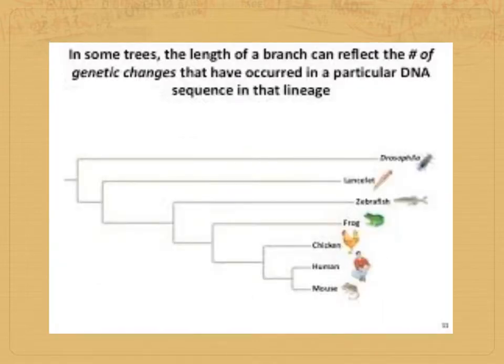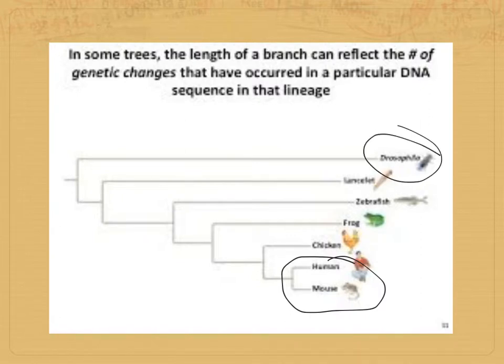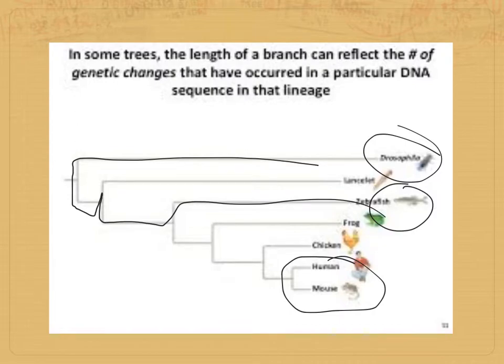Okay, in some trees, the length of the branch is going to indicate the number of changes. So the longer the branches, the more changes to the next organism. Okay, so by looking at this, we can see that there are not very many changes between humans and mice. But if we were going from a fruit fly, which would definitely be our outgroup, to the zebrafish, we've got lots of different changes to get to that point.